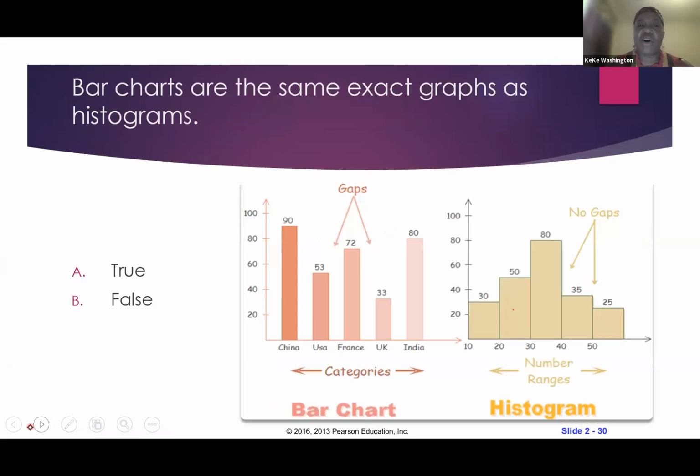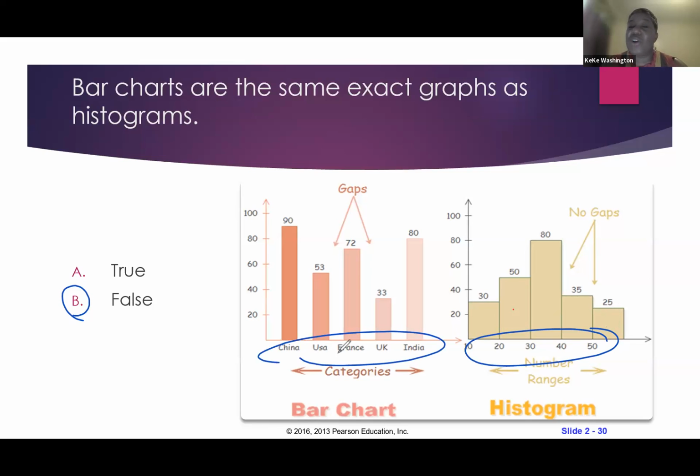So, pie charts and bar graphs. The question says, a bar chart or bar graph is the exact same as the histogram. So this is what we were just talking about. That would be false. A histogram is a type of bar graph, but it is for numerical variables, not categorical variables. So they are not the exact same, even though a histogram is a type of bar graph.